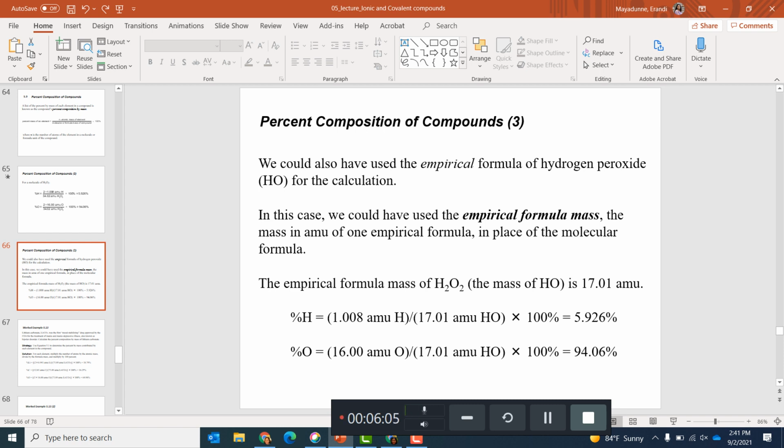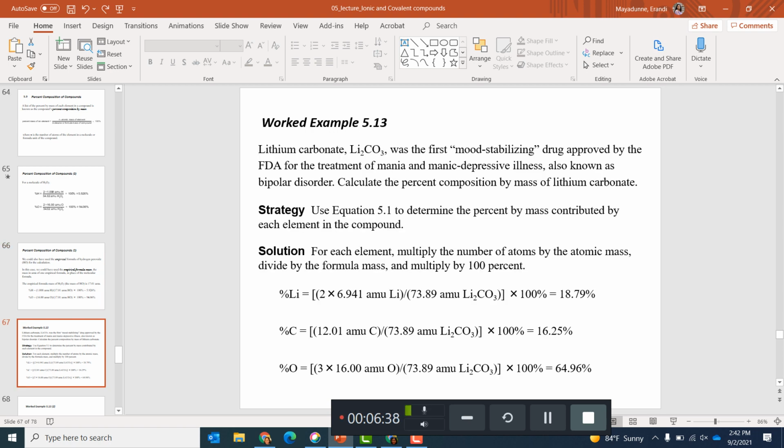Okay, so that is the percent composition, and then I have another question for you. The empirical formula mass of hydrogen peroxide, which is HO, is 17.01 AMU. So for the percentage of hydrogen and percentage of oxygen, I get this. So you get the HO, and then 5 point, because it's 1 to 1. Question.